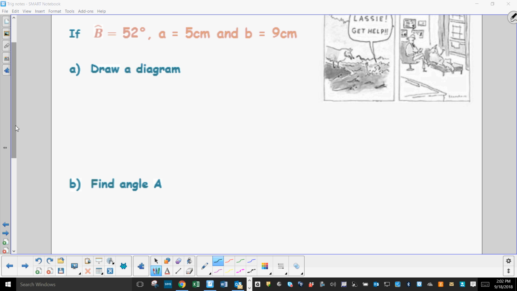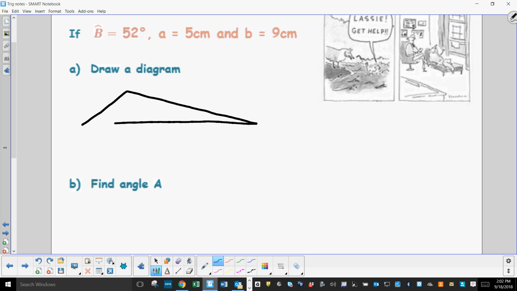Angle B is 52, side A is 5, and side B is 9. So I'm going to set it up, little side here, long side over there. Okay, let's put little side here, 5, that's side A, so that means that's angle A. Side B is 9, so that's angle B, and that's C. Let's put in that angle they gave us. They said angle B is 52.